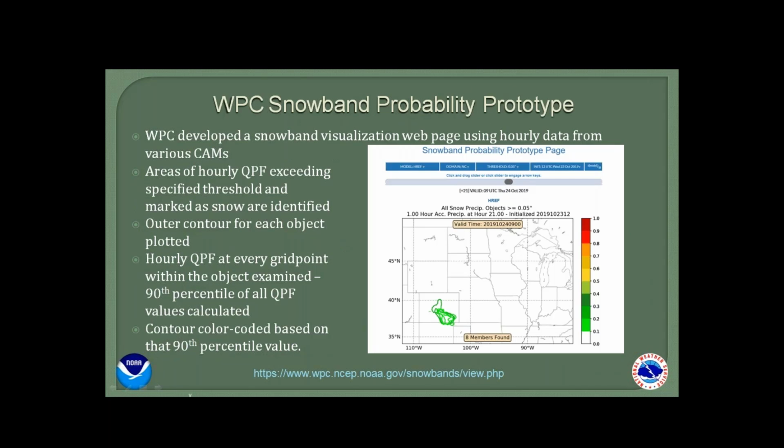And then again, I just wanted to bring this up from last year, which I'm not sure if we'll ever use, but WPC does have a snowband probability page that began last year just to highlight areas where you might see some snow banding using HREF and I believe 1 or 2 other CAMs. But yeah, it's a good tool to look at. Again, any of these can be looked at for the rest of CONUS if you're just interested.